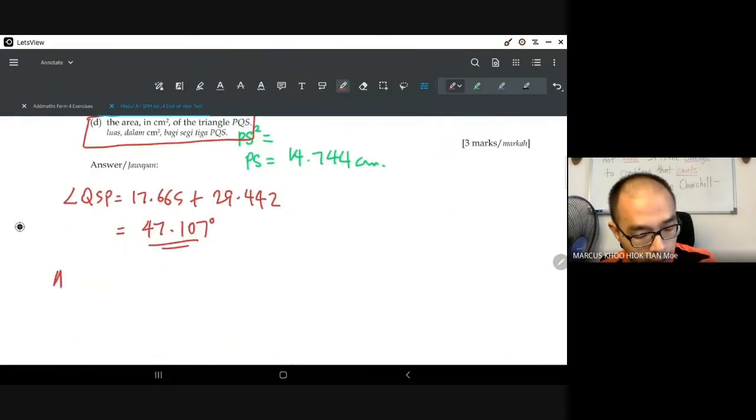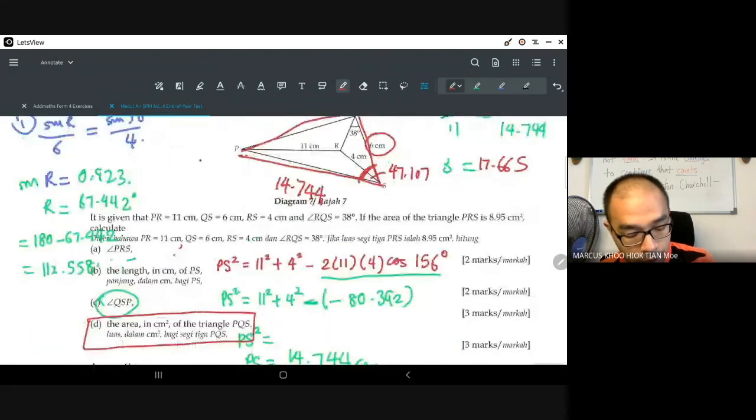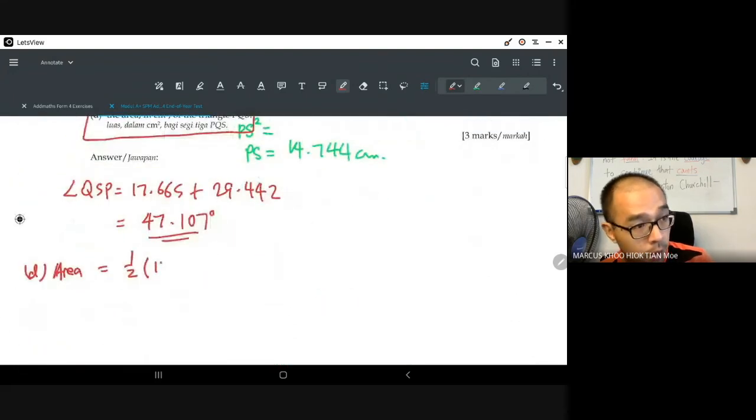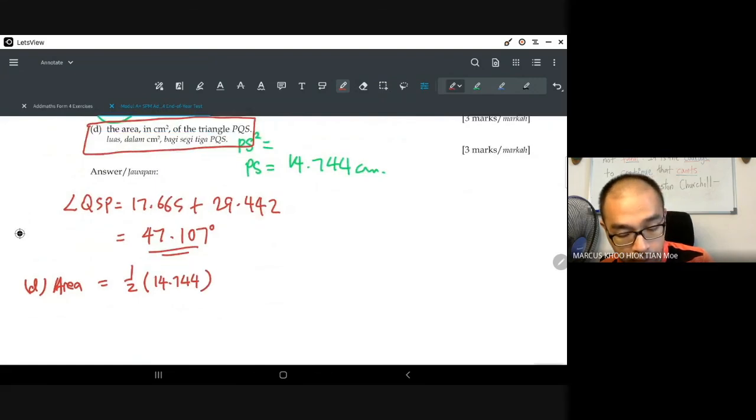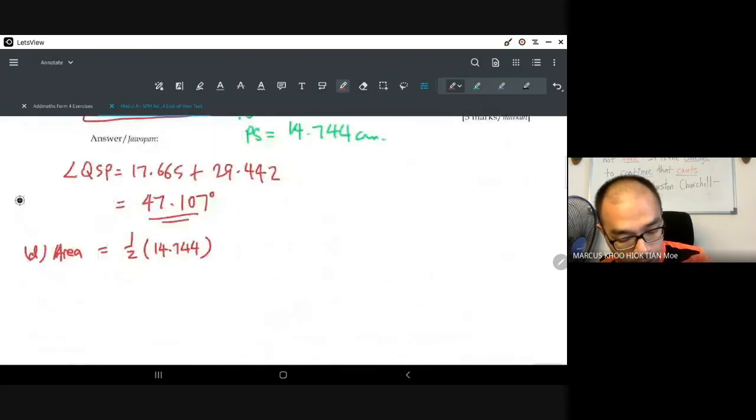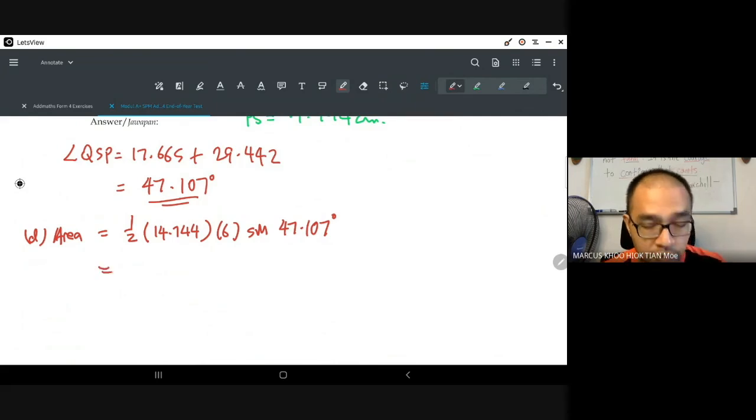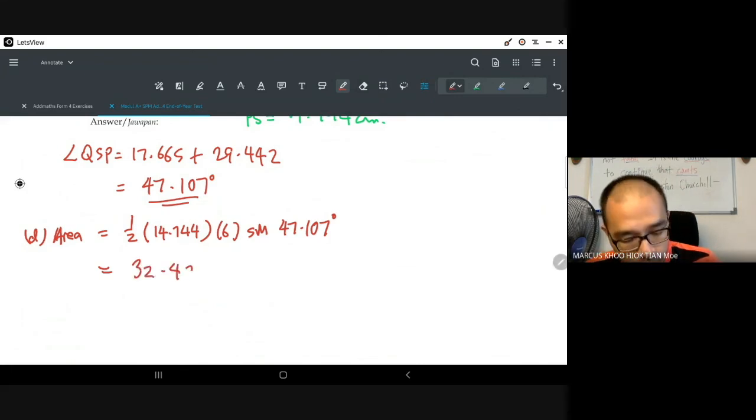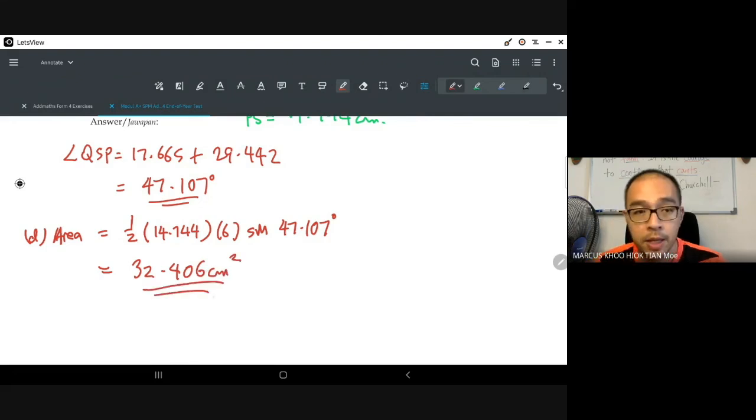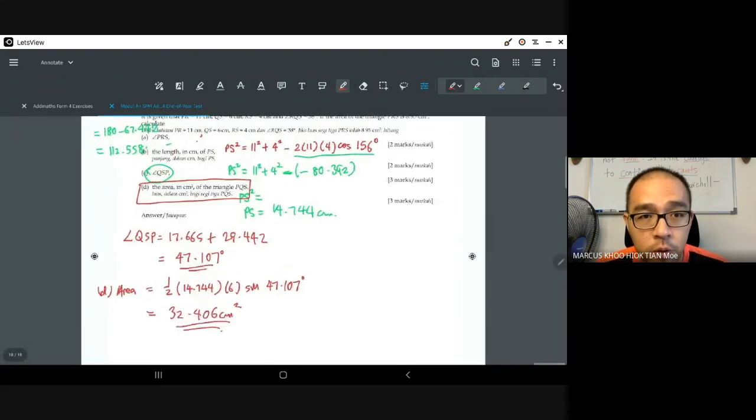So area D equals 1 over 2 times 14.744 times 6 times sine 47.107 degrees. Okay, this final one is Ong Wei Chen. Ong Wei Chen, can you calculate this for us, please? Okay, very good. 32.406 centimeter squared.